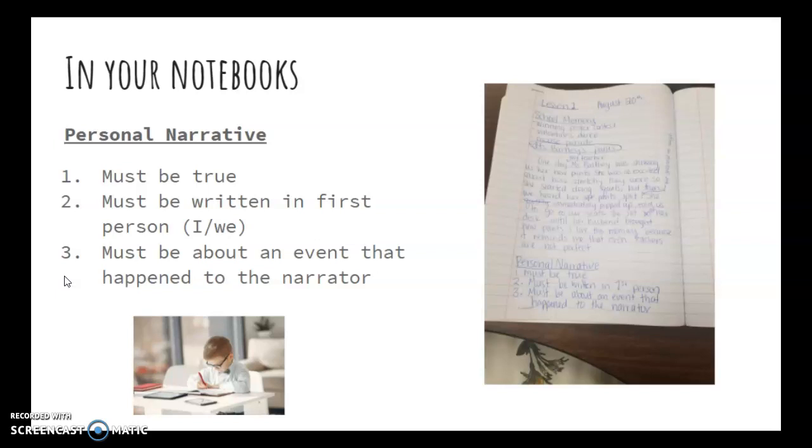I went to the store. We went to the park. Those are first person because it involves the narrator. And the third thing that a personal narrative must have is it must be about an event that happened to the narrator. So if you'll notice on my notes page, I have my brainstorming at the top, I have my rough draft paragraph in the middle, and I have my notes at the bottom. Everything is very organized, and it's neat so I can go back and find it easily.